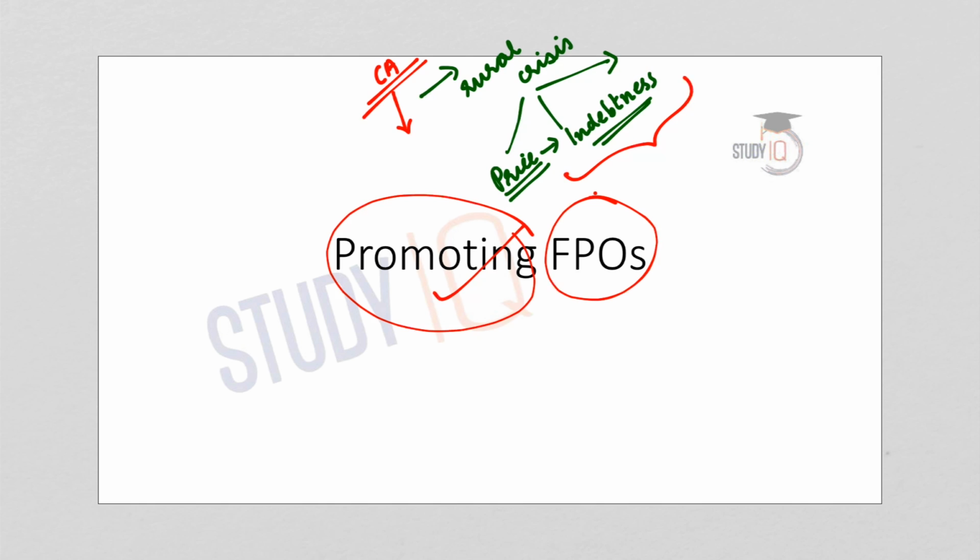And the government has also set the ambitious target of doubling the farmers' income by the year 2022. So in the backdrop of all this, it is also important to promote farmer producer organizations that will help the farmers in better price discovery for their produce. So we will analyze FPOs, how to promote FPOs and what is the significance of FPOs, the farmer producer organizations, in detail in this lecture.